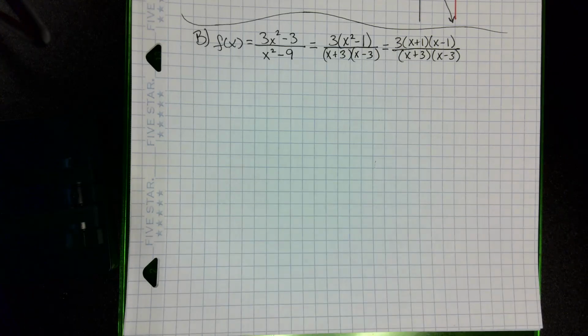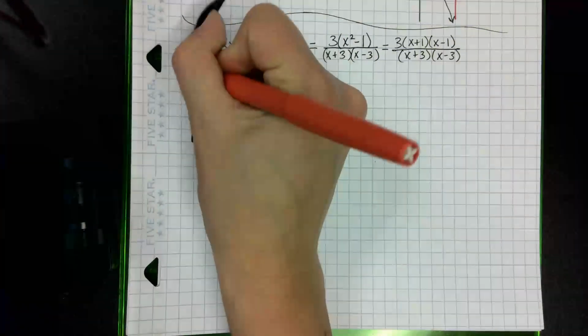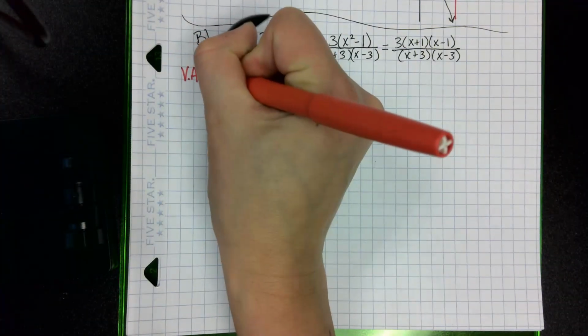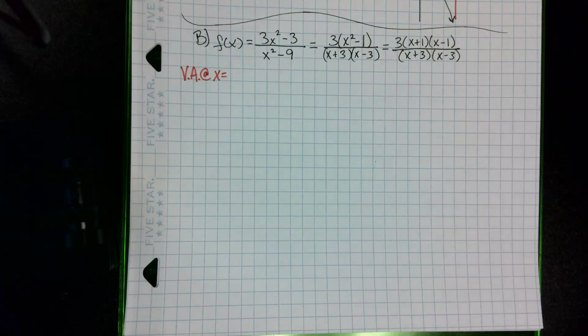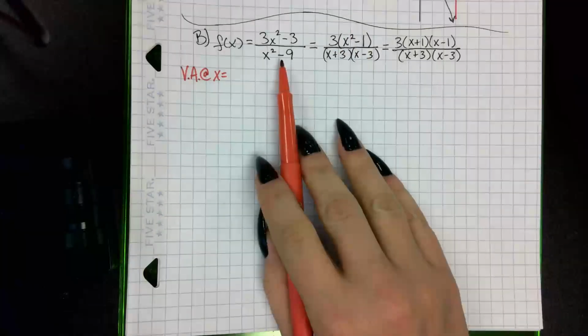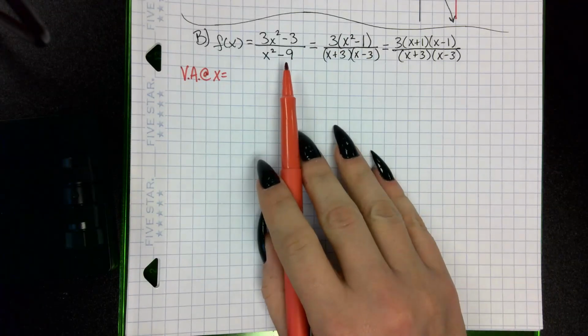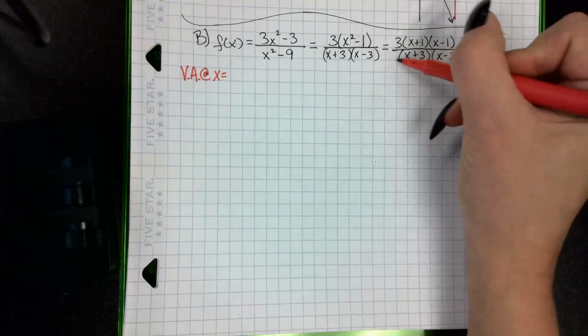Step 1, vertical asymptotes. At x equals what? So I'm going to take my denominator and solve it. It doesn't really matter which one you do, but a lot of you will still make the mistake of forgetting the plus or minus when you do the square root. So I would take the factored one.